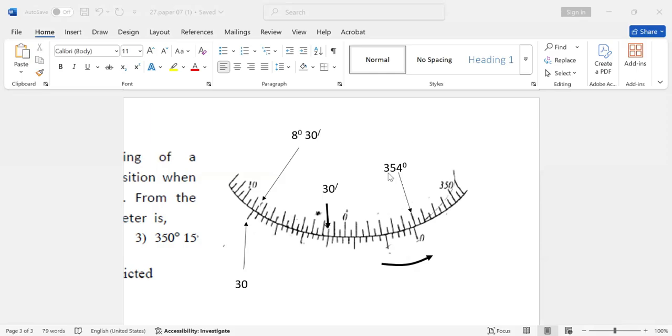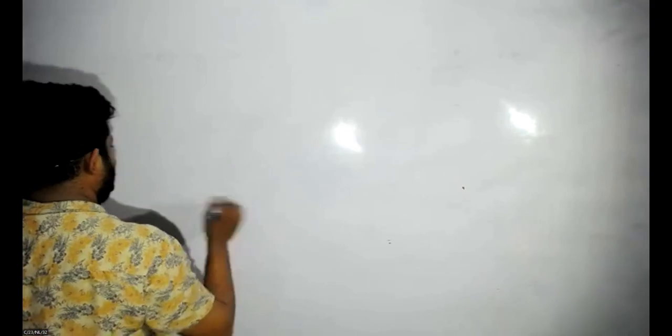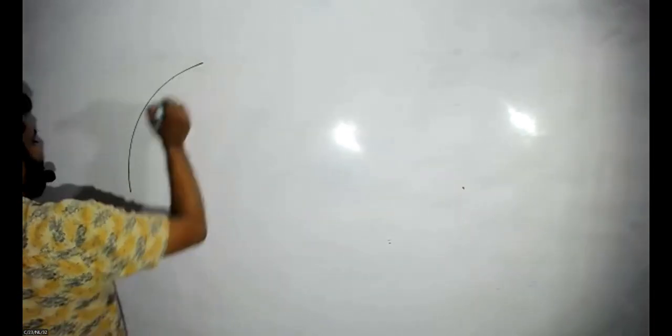Then you can identify that the 30th vernier division will align with the 8 degrees 30 minutes main scale division. Got it? Then you can identify there are 29 half degree divisions from 354 degrees to 8 degrees 30 minutes. From here to here there are 29 half degree divisions. Then you can draw a simple diagram to identify the least count.